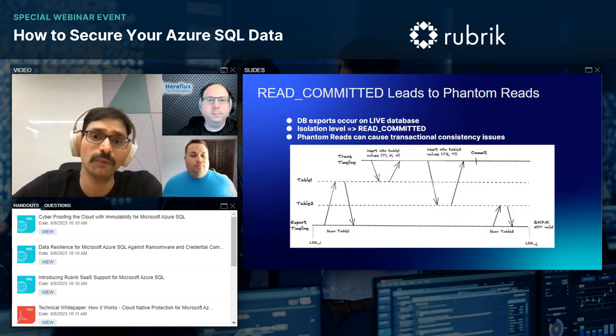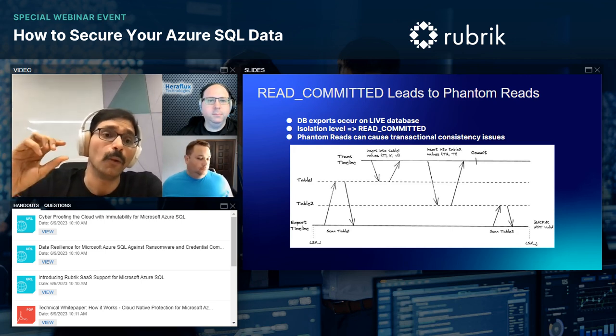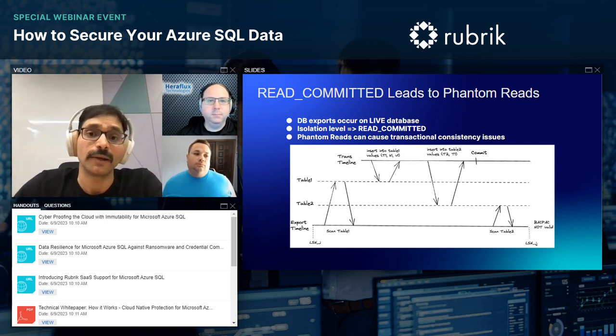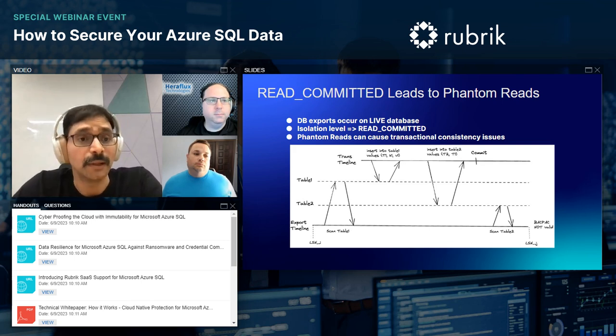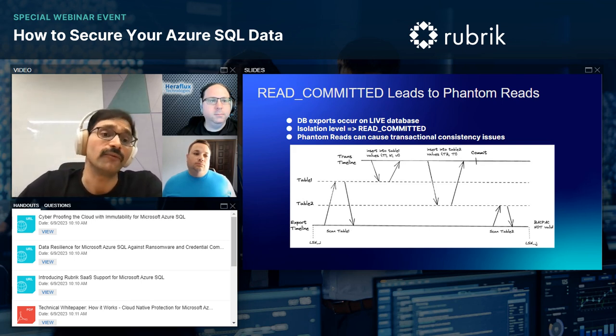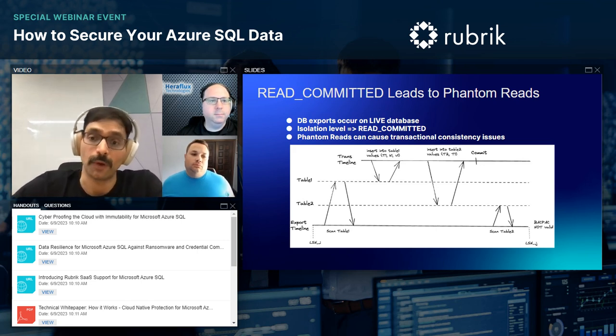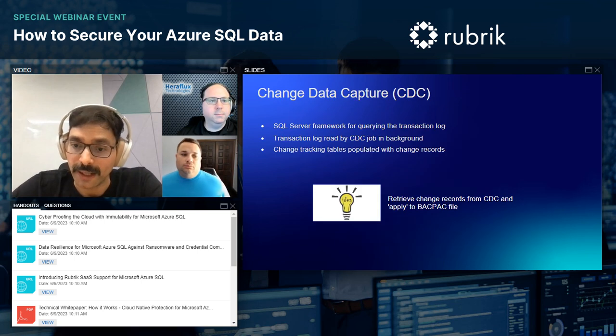Before we move on, this is just a slide which talks about why the transactional consistency guarantee is not honored by backpack files. Backpack files are generated at the read committed isolation level, and they are known to sometimes cause phantom reads, and phantom records may be inserted into these backpack files. Okay, so that's a problem. So how do we solve that?